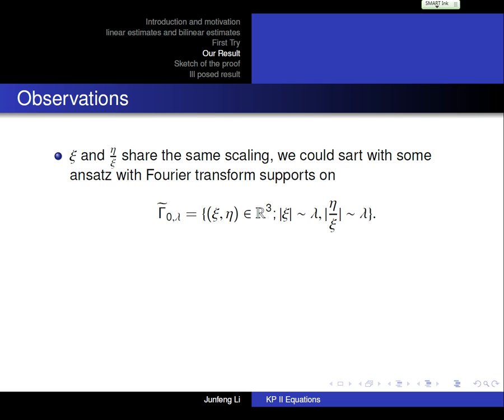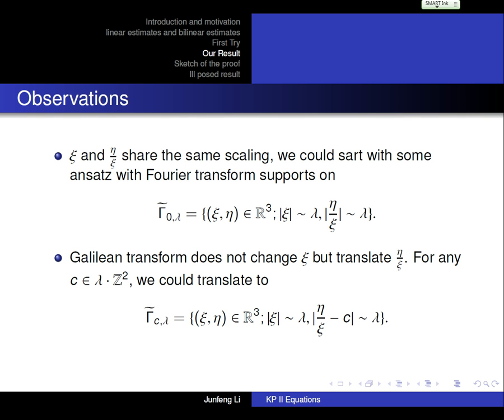start with ansatz with the Fourier transform supported in this kind of case. That means lambda C, eta over C equals lambda m. So you can consider they are in this kind of angle. Then by Galilean transform, C does not change at all, but eta will. But this one will go in this direction. So this comes from eta.